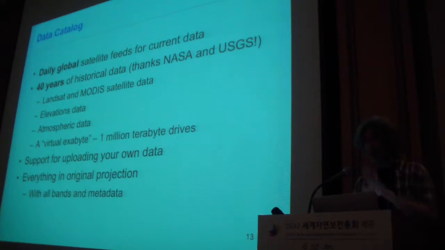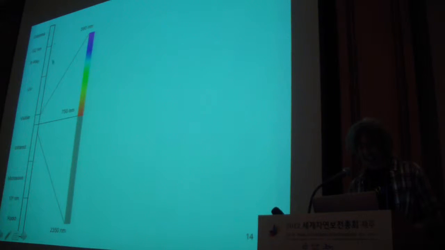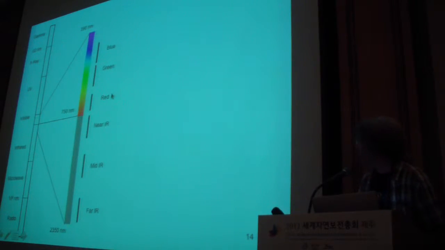So now I'm going to do a little bit of discussion about why it's nice to have that information. This is the electromagnetic spectrum. Right? So we have down here radio waves, up here gamma rays. In the middle is the visible spectrum. So these are our friends red, green, and blue.